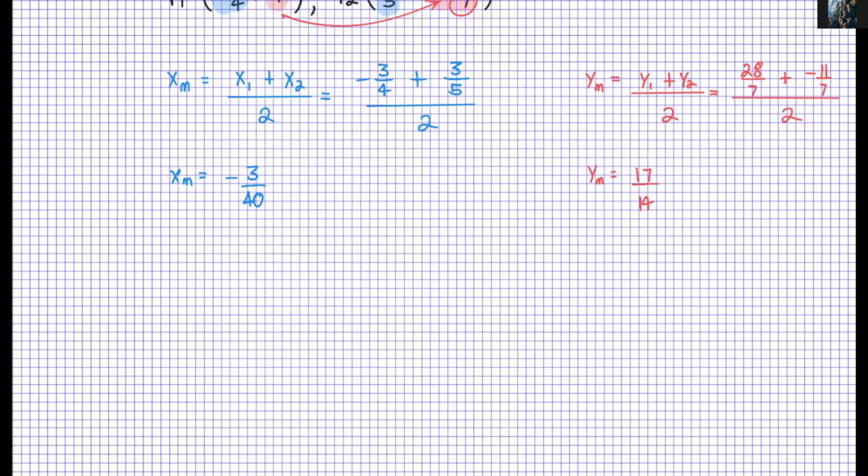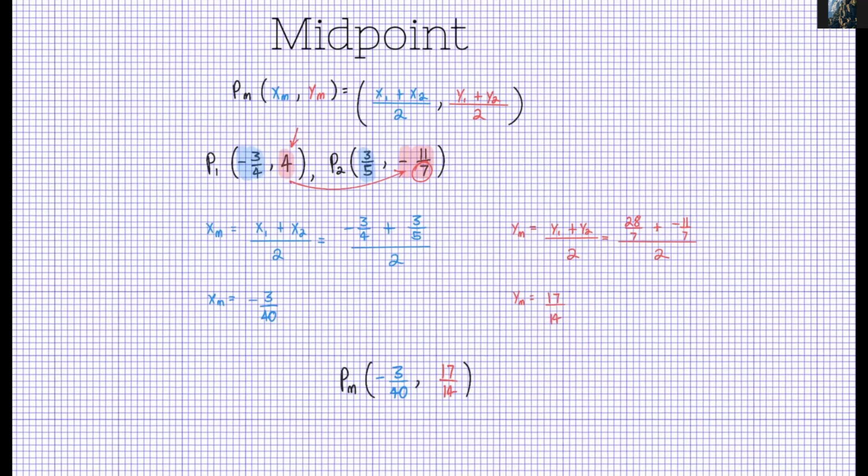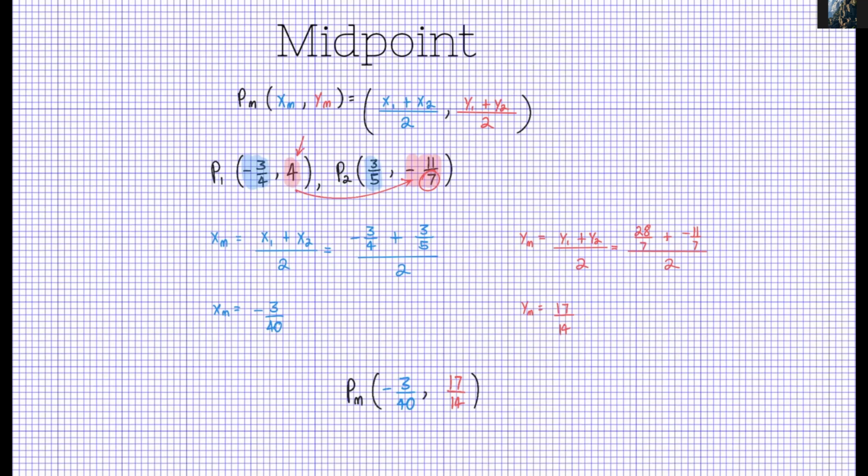And that's it. If you see now I have both my x coordinate and y coordinate, so my middle point will be found at negative 3/40, comma 17/14. And that's it. That's how you calculate the midpoint of a segment.